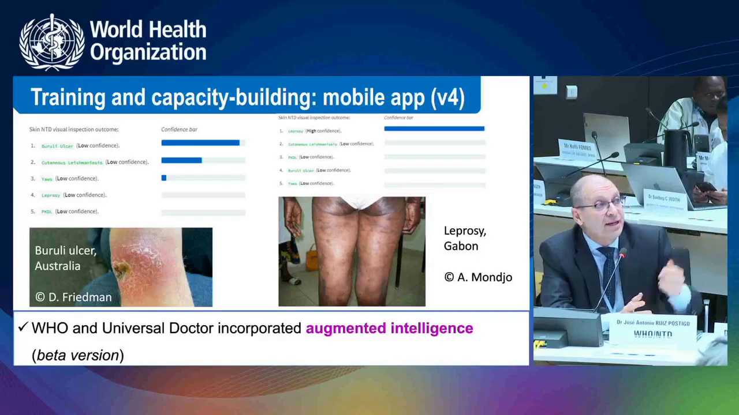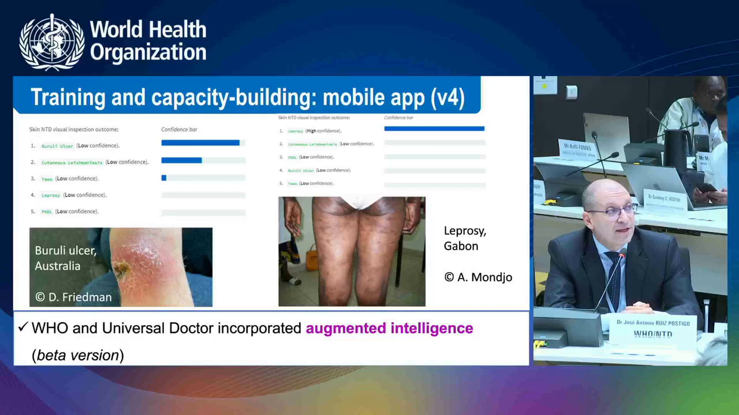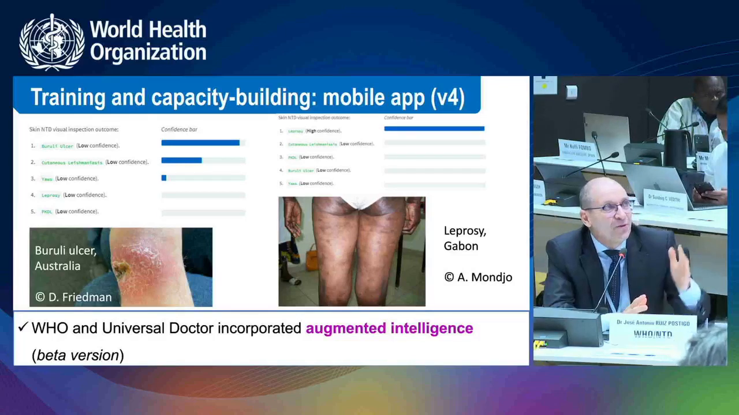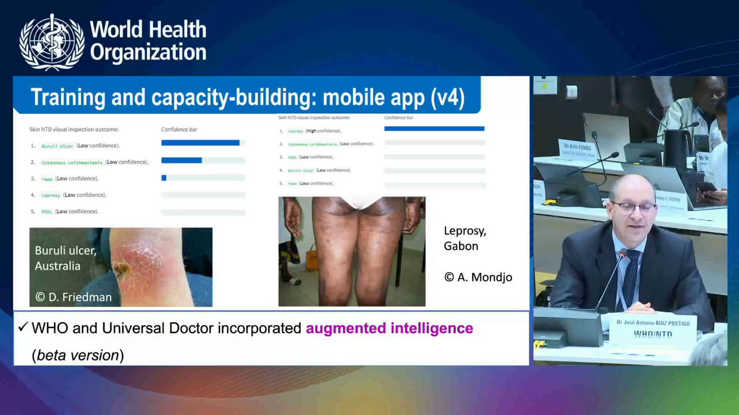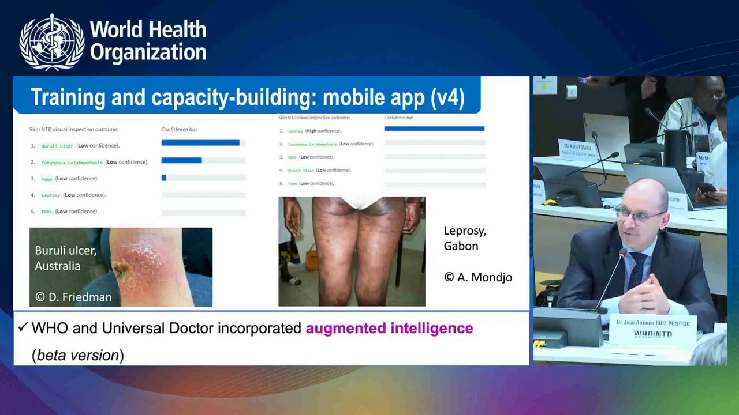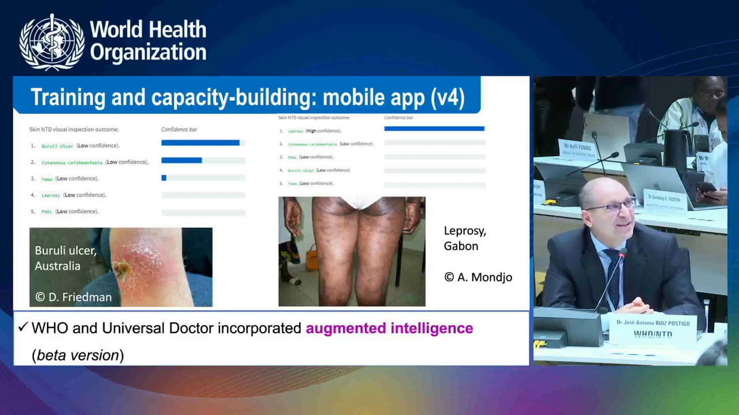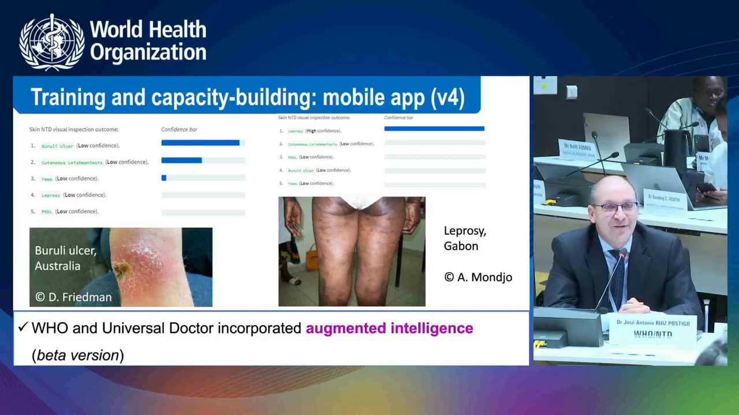And this is just an example I picked a few days ago from photos that colleagues in Australia and Gabon shared with us, where you can see, of course, in a presentation, you will put the successful and the photos that work well. So it identified the actual diagnosis. Next one.